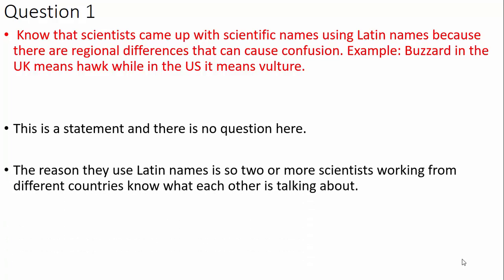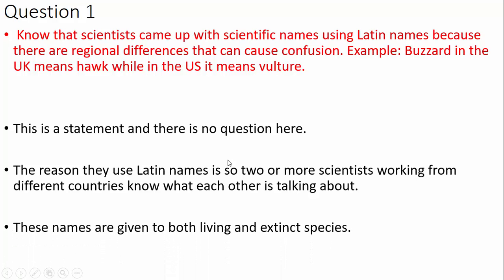The reason they use Latin names is so two or more scientists working from different countries know what each other is talking about. For example, if a US scientist goes to the UK and starts talking about a buzzard, he knows he's talking about a vulture. In the UK, the scientist is going to think that guy's talking about a hawk. They're talking about two different organisms. By using Latin names, they know what each other is talking about. Now, these Latin names are given to both living and extinct species.